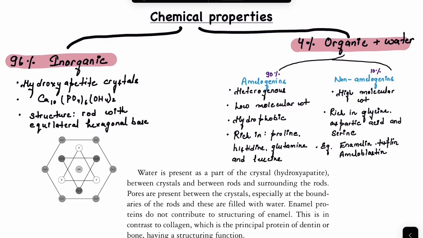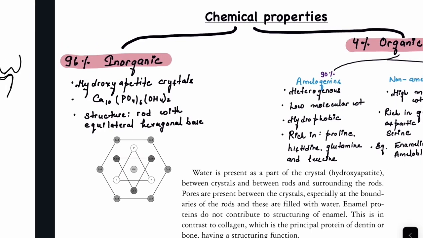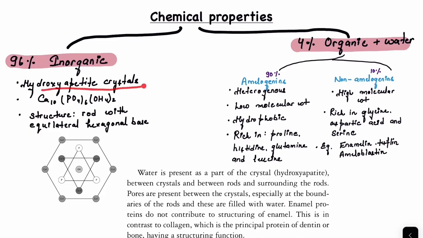Now coming to chemical properties of enamel. Chemical properties, so it has 96% inorganic material and 4% organic material. What is the inorganic constituent of enamel? So the inorganic constituent is hydroxyapatite crystals. Okay? This forms the entire mass, the inorganic mass.